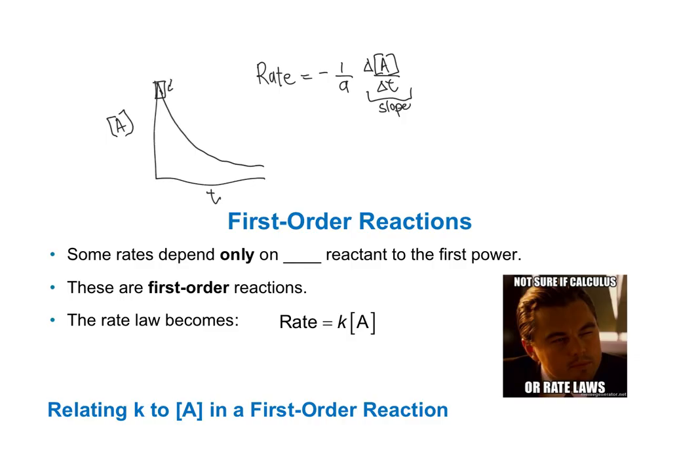And so we would take the negative since it's disappearing, and I would do 1 over A if it had a coefficient that was not equal to 1. So that's one way I can find a rate of a reaction at a given concentration.